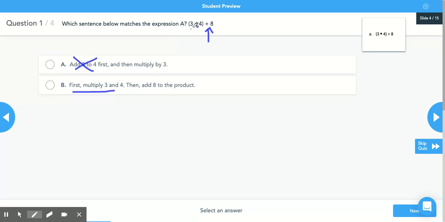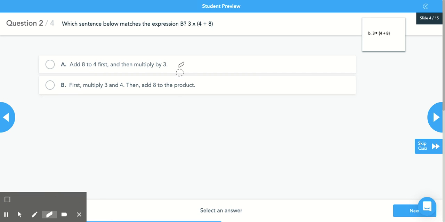This says first multiply 3 times 4. Now that's exactly what I'm doing in this expression because the 3 times 4 is in parentheses. Then I'm adding 8 to the product. That is exactly what I am doing in this expression. Let's go through the same process with the second one.